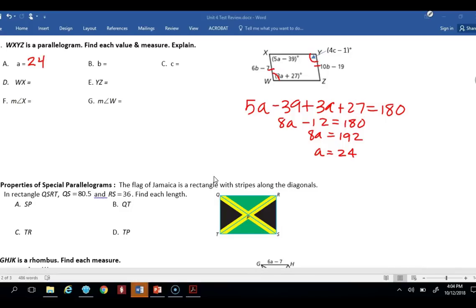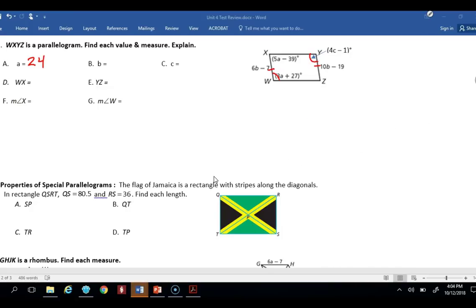So when I solve for b, I'm going to go back in here and set these two congruent sides equal to each other. So that's 6b minus 7 equals 10b minus 19. When I combine my like terms here, I move the 6b to the other side, subtracting from both sides, and I get 4b. When I add 19 to both sides, I get 12 over here. And when I divide the 4 into the 12, I get that b equals 3. So our b equals 3 up here.